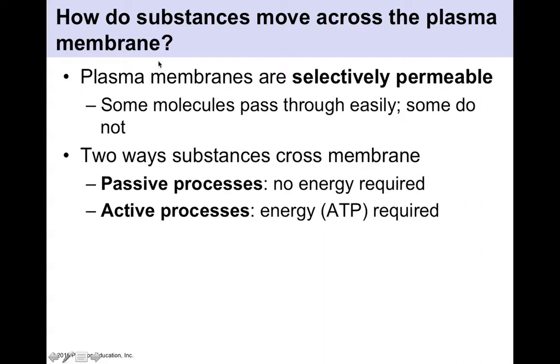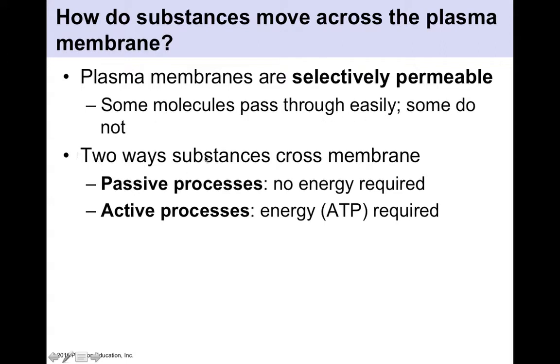Now, this kind of leads us into our next question. If the plasma membrane is involved with transport, the question here then is, how do substances move across the plasma membrane? Especially if they're the ones that are nonpolar or polar, how does the membrane differentiate between molecules that can or can't cross? Because the membrane has selective permeability, so some molecules can pass through easily, some can't.